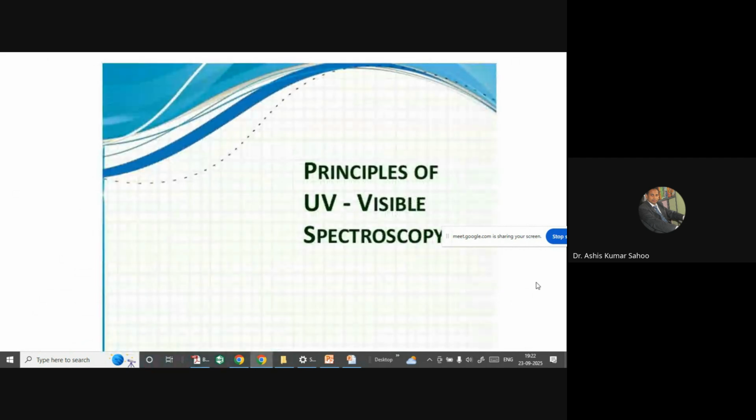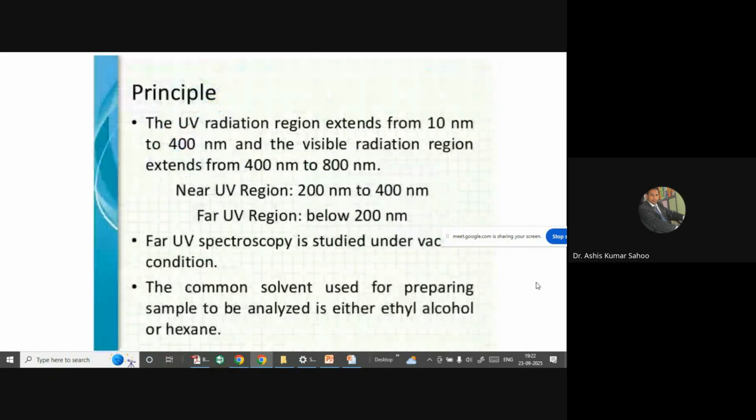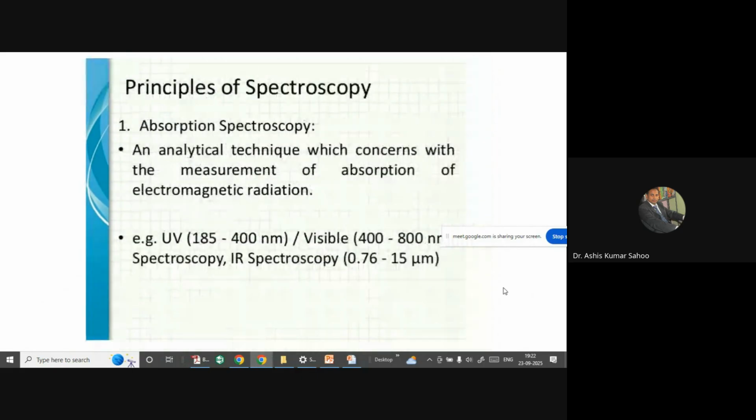So what are the principles of UV visible spectroscopy? Simple. UV visible extends from 200 to 400 nanometer. In this region, when light falls upon a molecule, electronic transitions occur. This is nothing but absorption spectroscopy, which is concerned with the measurement of absorption of electromagnetic radiation.